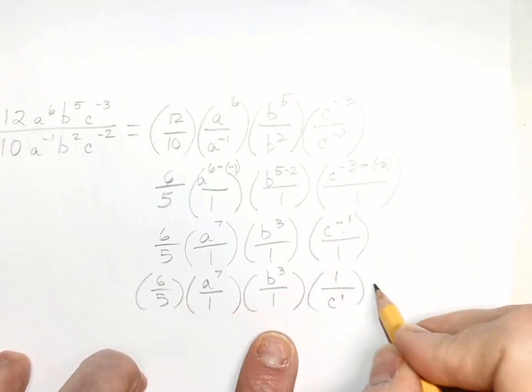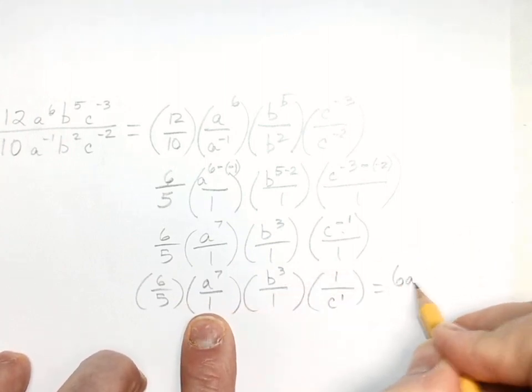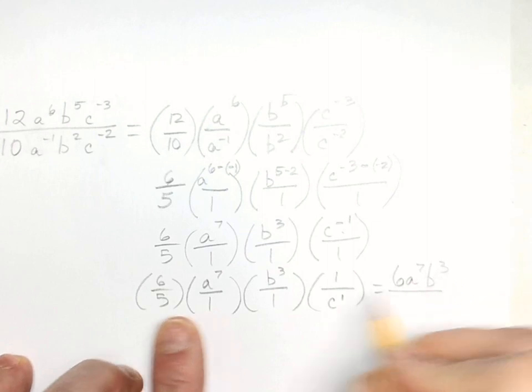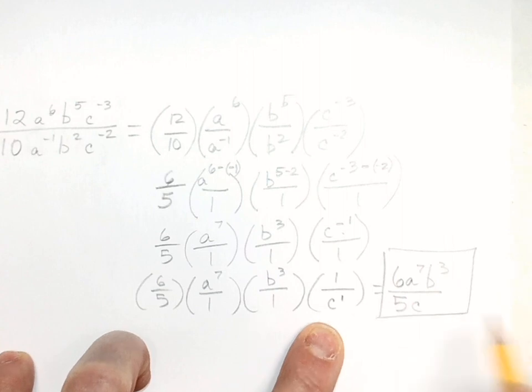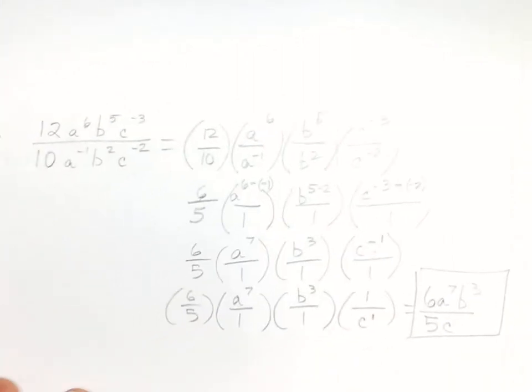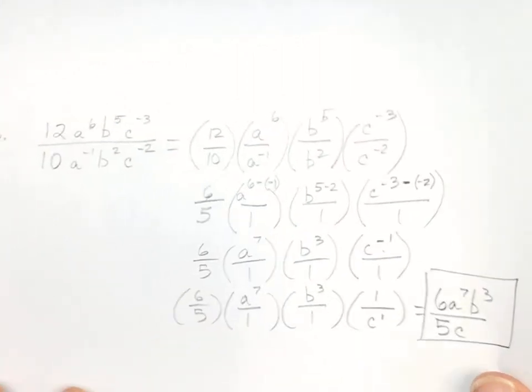We're going to multiply our tops. That's going to give me 6a to the 7th, b to the 3rd, and in the denominator, 5 times 1 is 5 times a single c. There's our simplified answer for problem number 6.